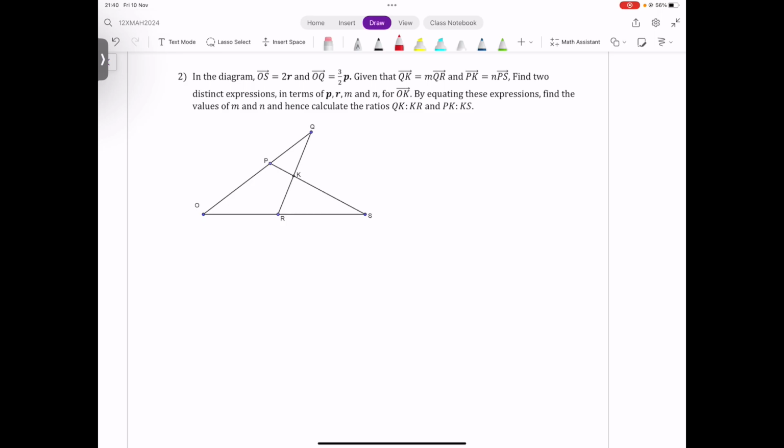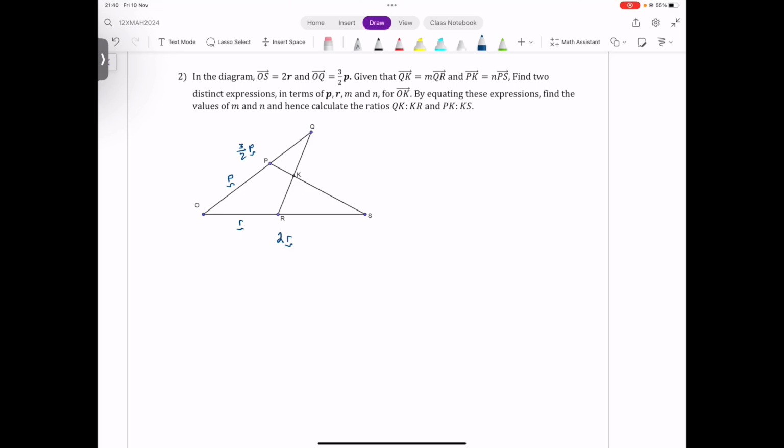Something that I may have missed when I wrote down this question, but it's not explicitly stated, is that even though this whole vector along here is 2R, this vector here from O to R is R. It might be obvious from the question, but it's not really explicitly stated. If all across is 3 on 2P, then from O to P is the vector P.